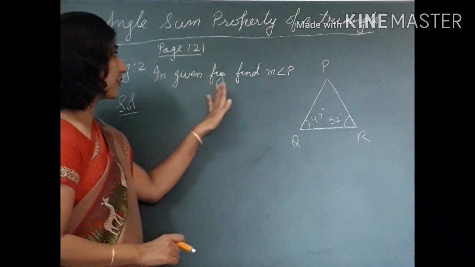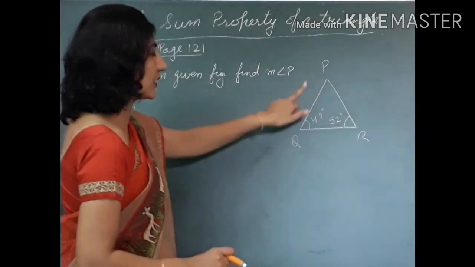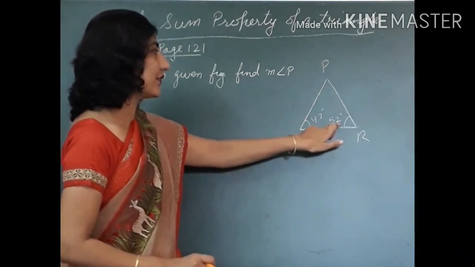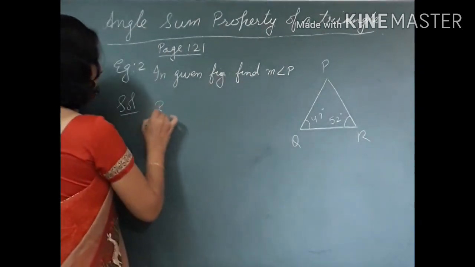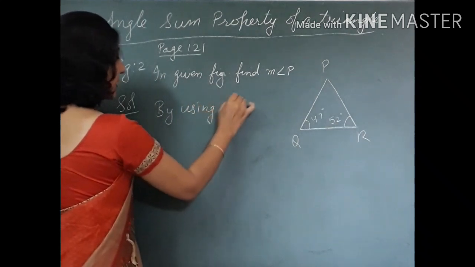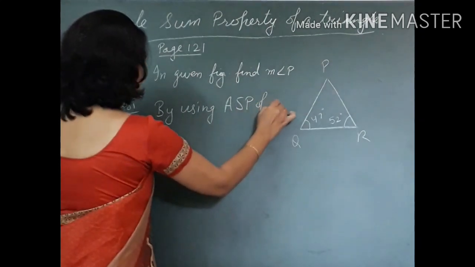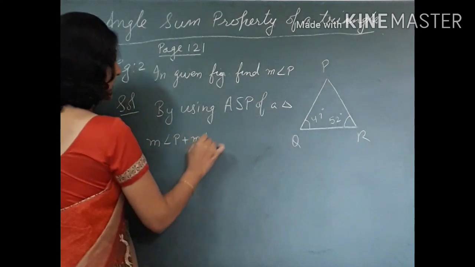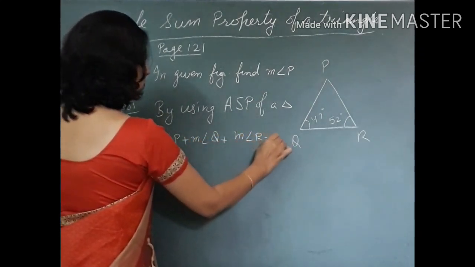In the given figure, find the measure of angle P. Here a triangle is drawn, PQR, you can see in the book. This angle Q is given 47 degrees, angle R is given 52 degrees. We have to find angle P. So you will write by using angle sum property of a triangle. You can write the short form ASP. Angle sum property of a triangle. Measure of angle P plus measure of angle Q plus measure of angle R equals 180 degrees.